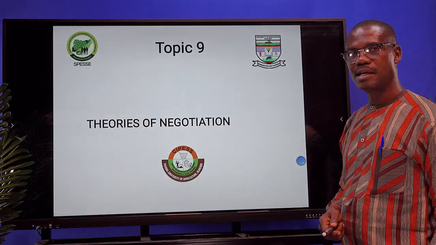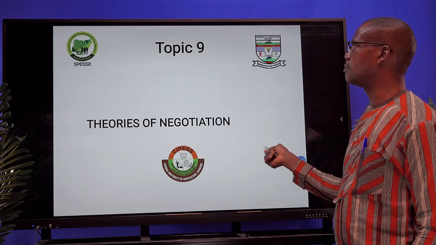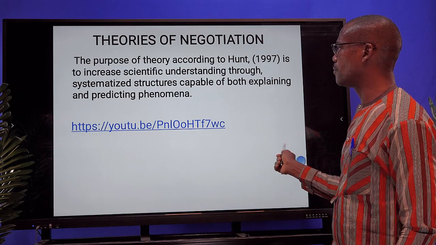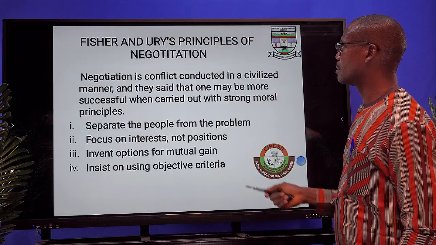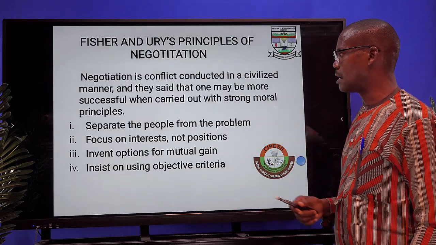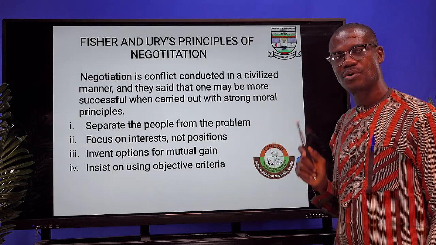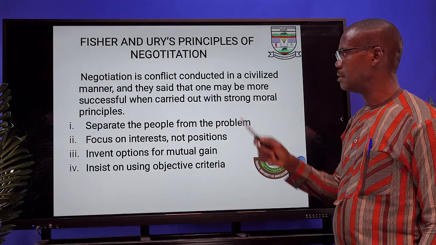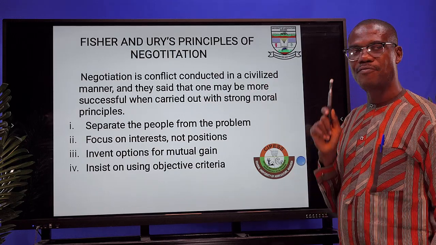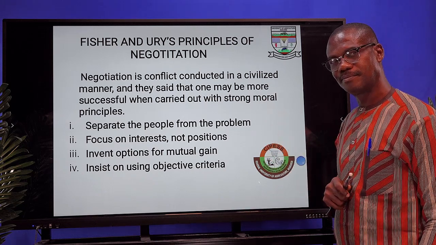There are theories that underpin negotiations, and largely we make use of the theories of negotiation by Fisher, Ury and Patton, the principles of negotiation. So that is very important, and this is backed by four very strong and powerful principles. They are saying that in every negotiation, you must separate the people from the problem.